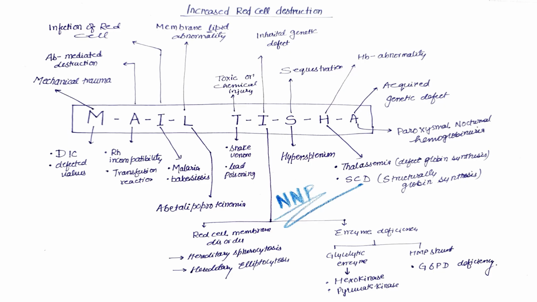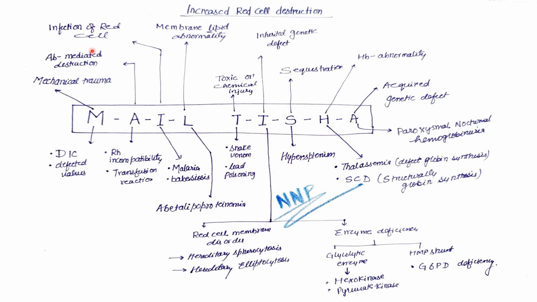Now let's revise. For increased red cell destruction, we have this mnemonic MAILTISHA. M is for mechanical trauma, for example in DIC and when a person is having defective valves. So due to the trauma, the RBCs get lysed. For A, we have antibody mediated destruction, for example in Rh incompatibility or in transfusion reactions.